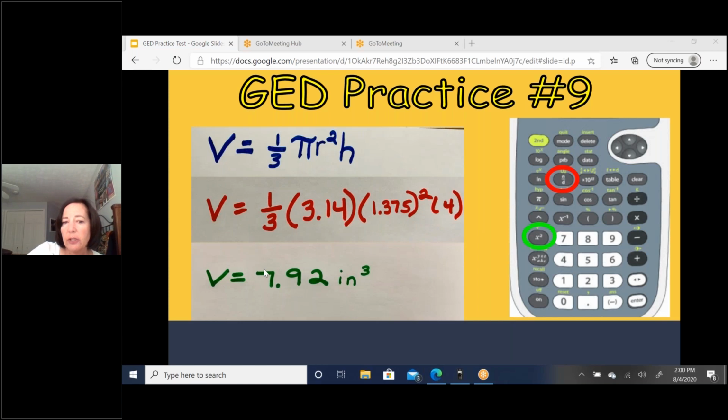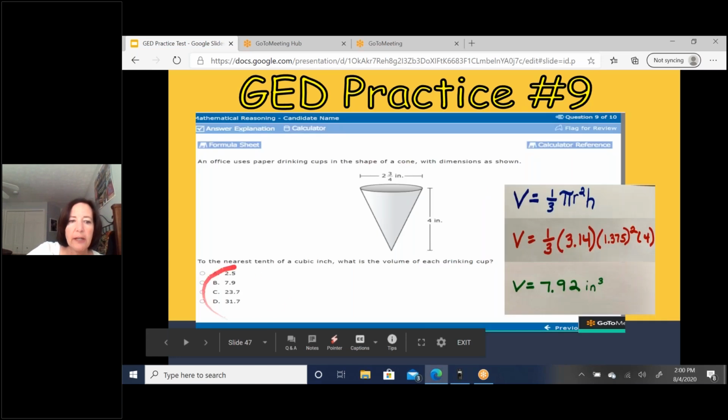I rounded my answer. I didn't put down the whole thing. 7.92 inches cubed. And so now we have to look at our answer choices. And they tell us to the nearest tenth of a cubic inch. So they want us to round it even more. What is the volume of each drinking cup? So instead of 7.92, they've listed it as 7.9. So option B is the correct answer.